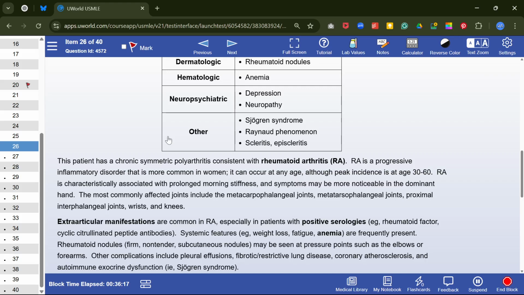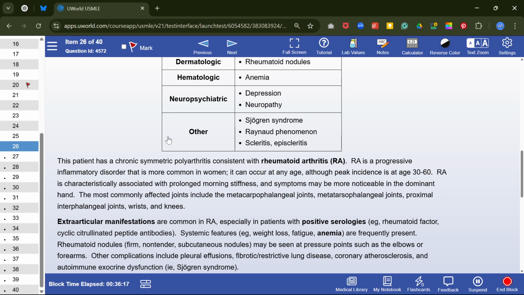RA is characteristically associated with prolonged morning stiffness, and symptoms may be more noticeable in the dominant hand. The most commonly affected joints include the metacarpophalangeal joints, the metatarsophalangeal joints, and the proximal interphalangeal joints, wrists, and knees.